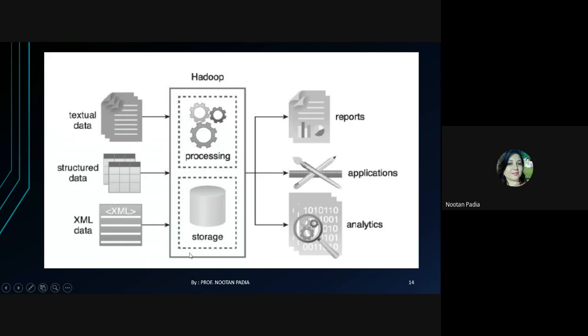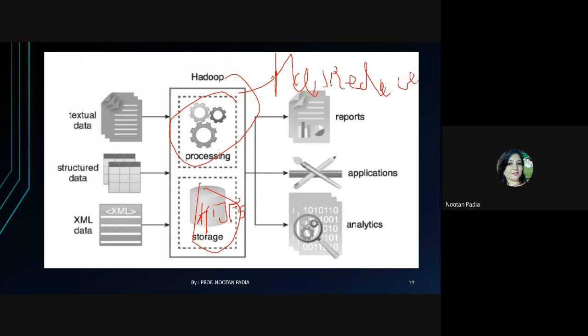For data storage, Hadoop has HDFS, that is the Hadoop Distributed File System. And to process the data, Hadoop has MapReduce. After processing the data, you can generate reports, you can use your data in applications, and you can perform any kind of analytics on the data.